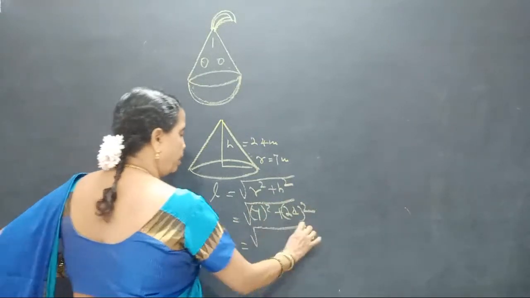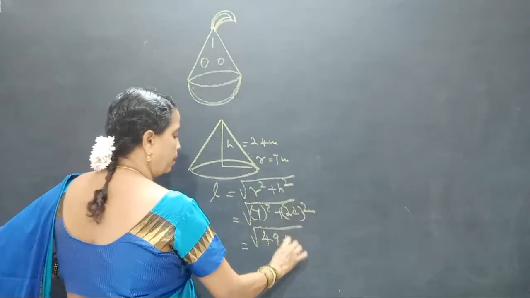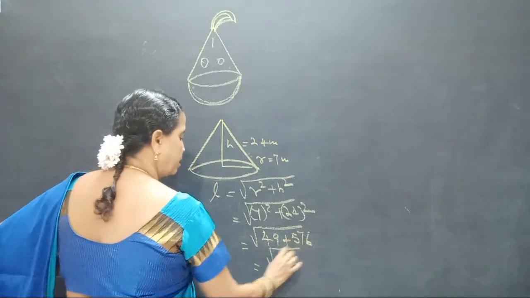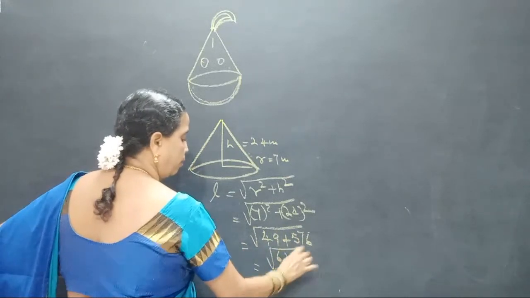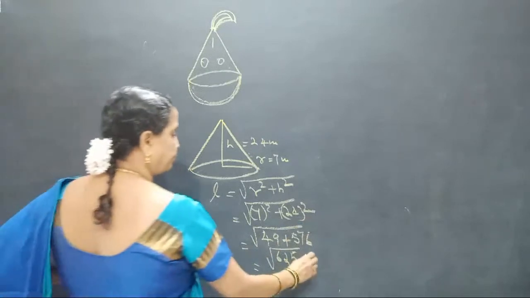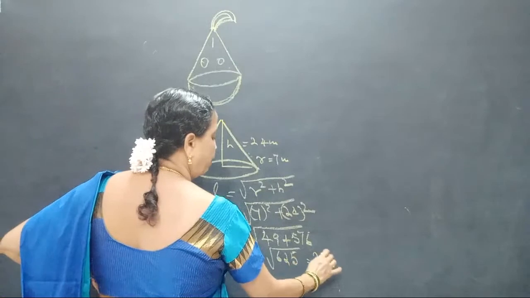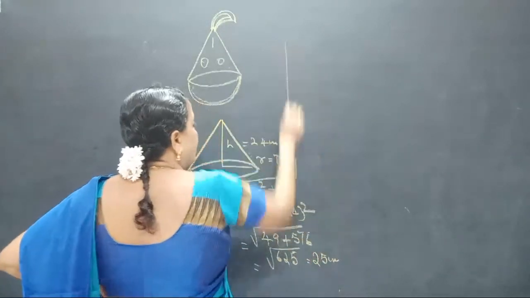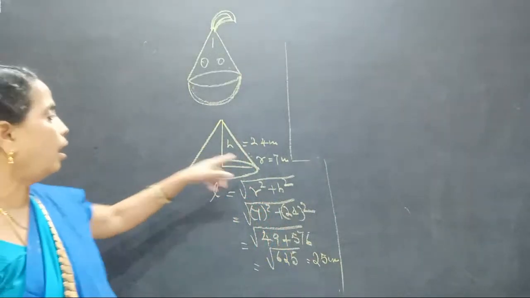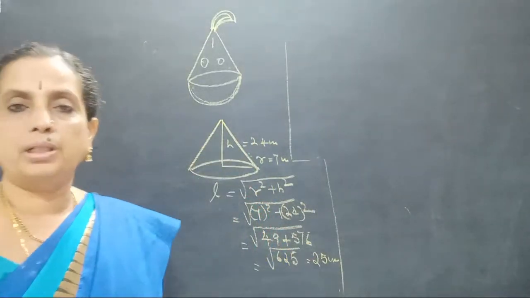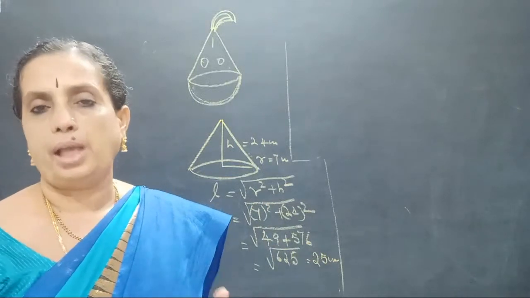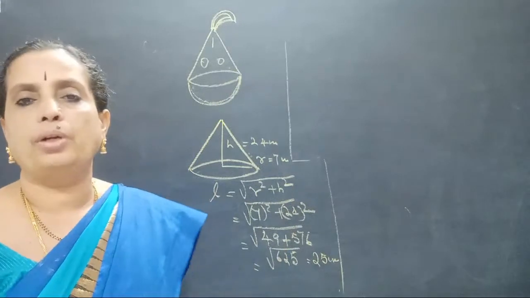What is 7 square? 49 plus 576. It is 625. The square root of 625 is 25 centimeters. So we got the slant height. Now using l and knowing r, we can find out first what is the sheet required to make one such cap, into 10 gives the total answer.